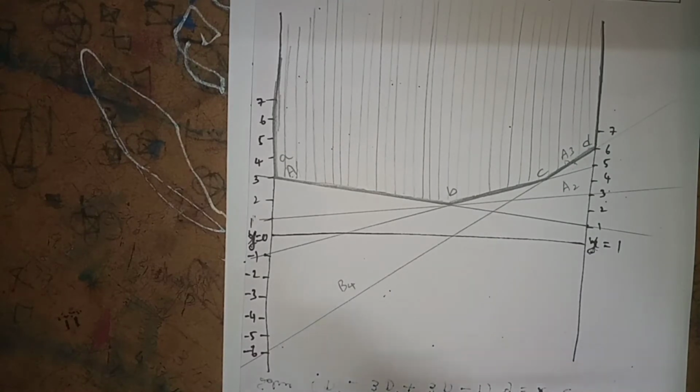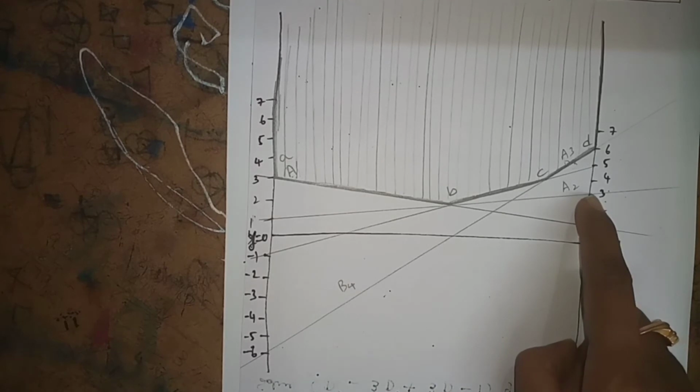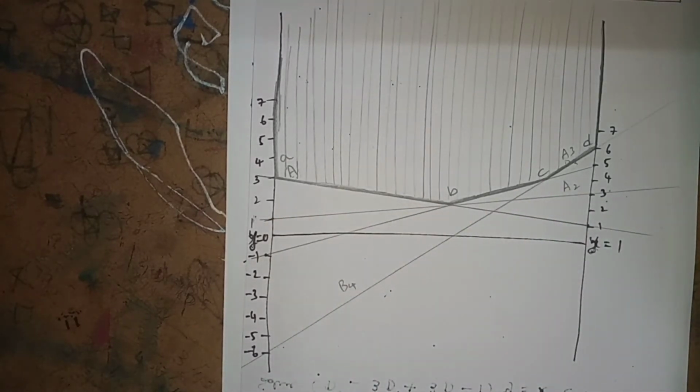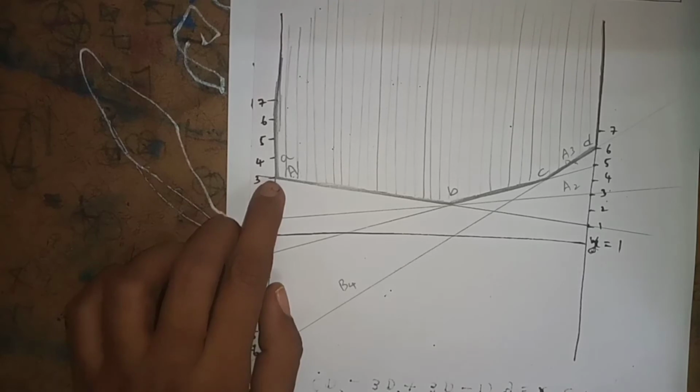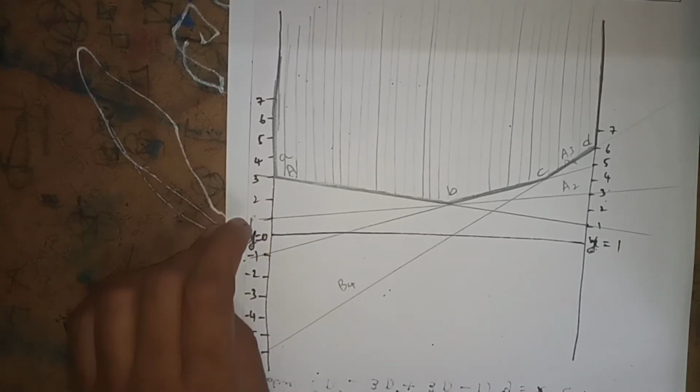Now the first value is 3, 1. Where is 3? 3, 1. Draw the line 3, 1. And the next value is 1, 3. 1, 3. 3, 1 and 1, 3 also we have to draw like that.